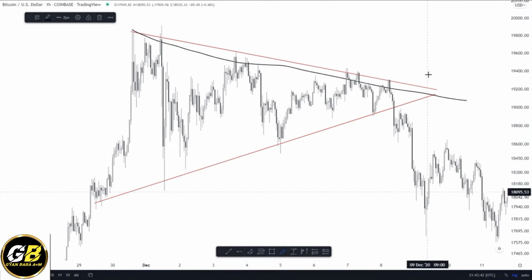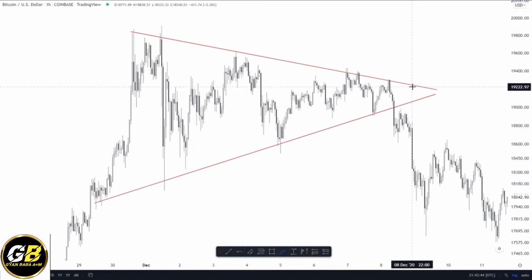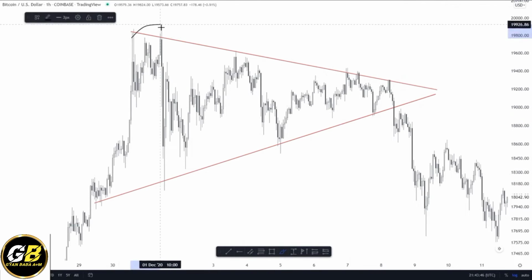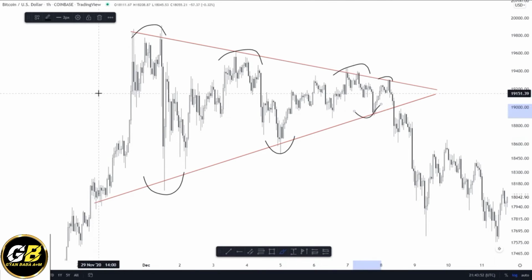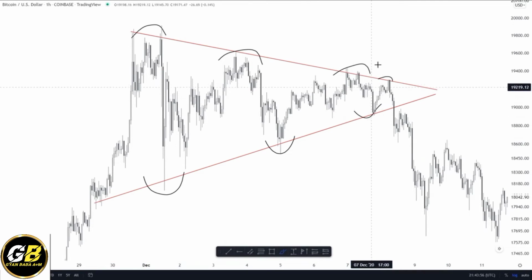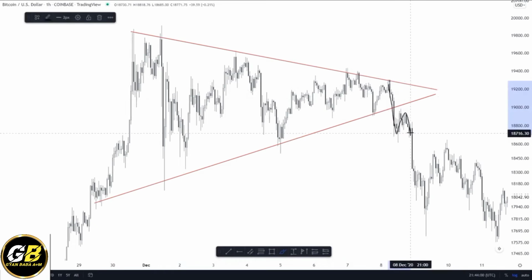Right? So this is the one that doesn't really imply any sort of bias. It's mostly just neutral. We're creating lower highs, and meanwhile, we're also creating higher lows, right? So you can see how price is mostly just going sideways, more or less. And eventually we decide we're going to break down from this triangle, right?